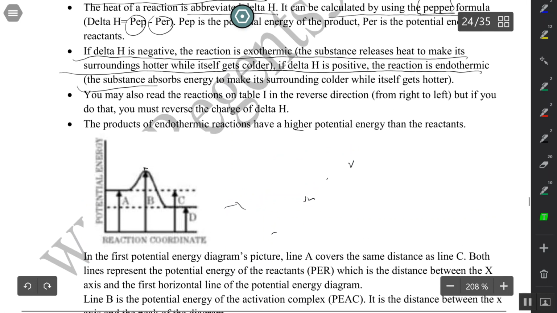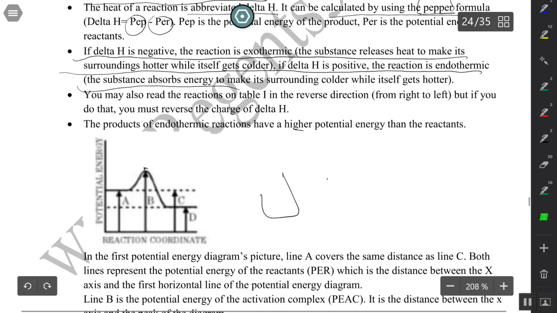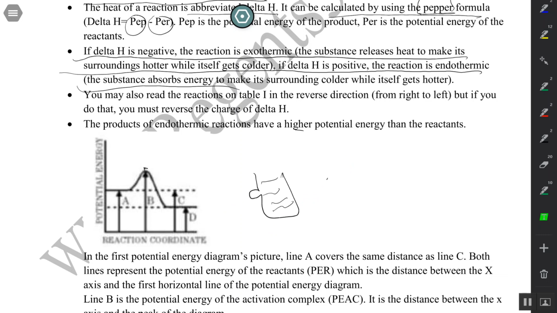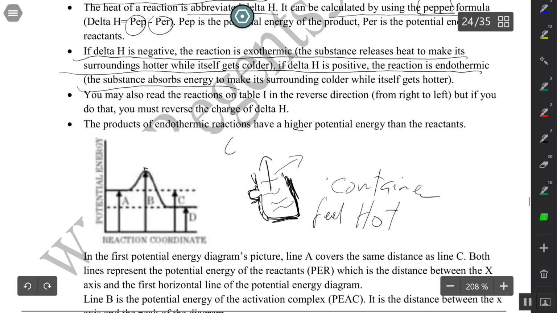It's very important for us to understand that if something is releasing heat, it's going to make the surroundings hotter, but itself is going to get colder. So let's say you have a cup of coffee here, okay, and there's a lot of coffee inside. Obviously, if it's hot coffee, it's going to be releasing heat. So when you touch this cup, the cup is going to be hot. Why? Because the coffee inside is releasing heat. So the container will feel hot, but the coffee itself will continue to get colder.